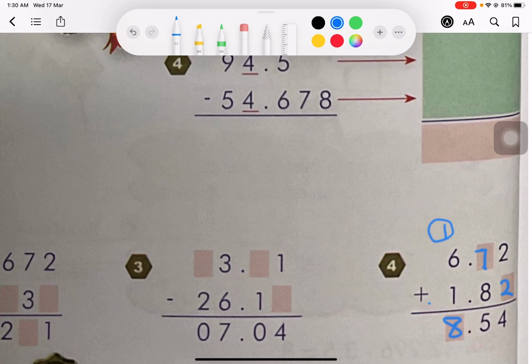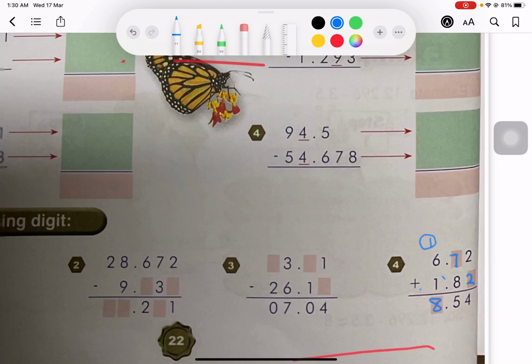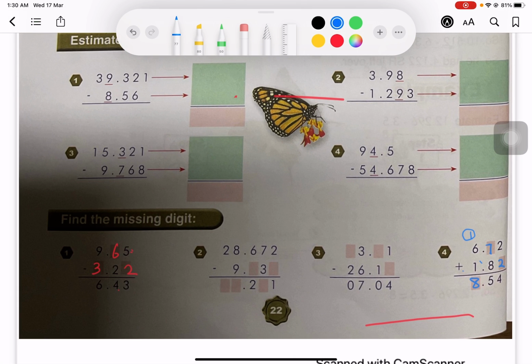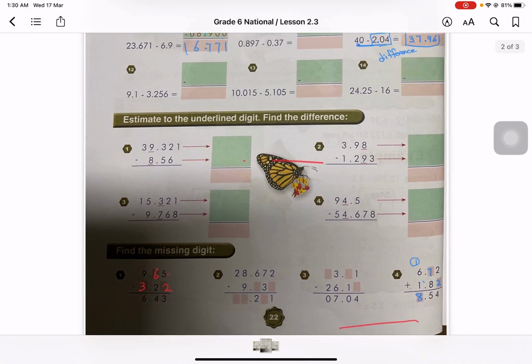So we solved question number 1 and question number 4. You are going to do question 2 and 3 as homework. Now, if I go back, let's see what the homework is for you for today, grade 6.